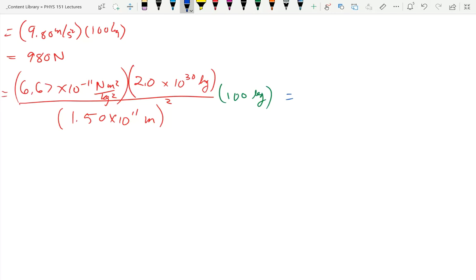And my calculation is it's actually much less than your weight, now that we've done the calculation. Mine's error, and yours is error. I got to the bottom. What'd you get? The parts. The bottom is 2.25 times 10 to the 22.